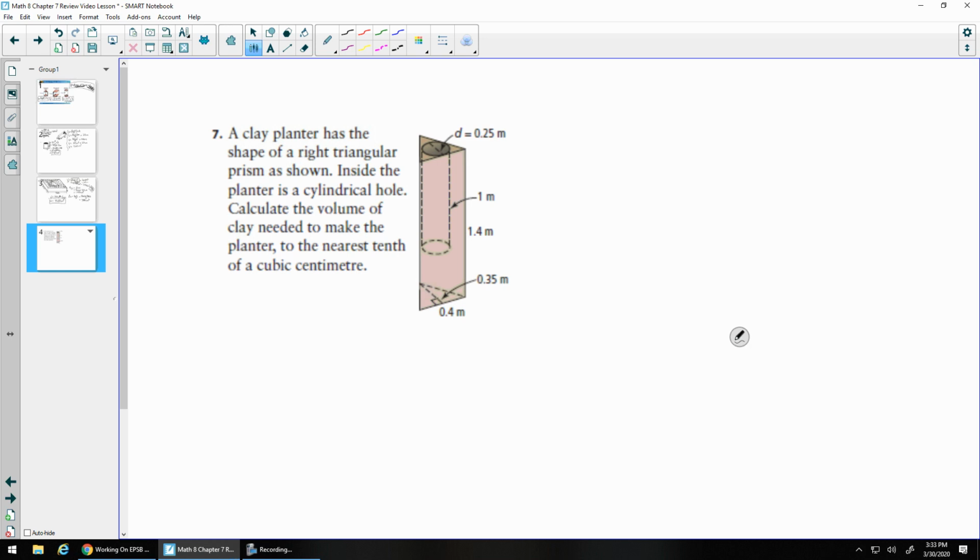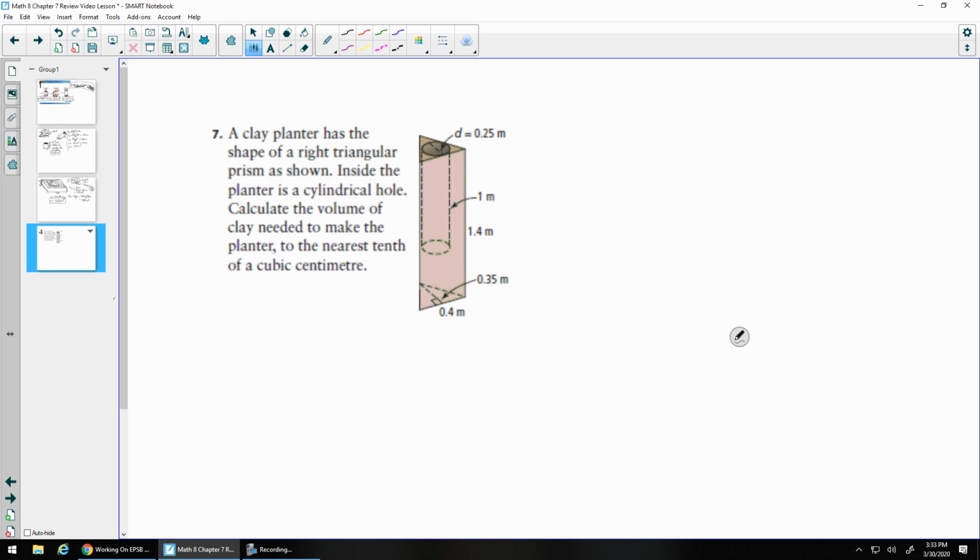Here, a clay planter has the shape of a right triangular prism as shown. Inside the planter is a cylindrical hole. That's where you'd put the dirt and plant your flowers. Calculate the volume of clay needed to make the planter, to the nearest tenth of a cubic meter.